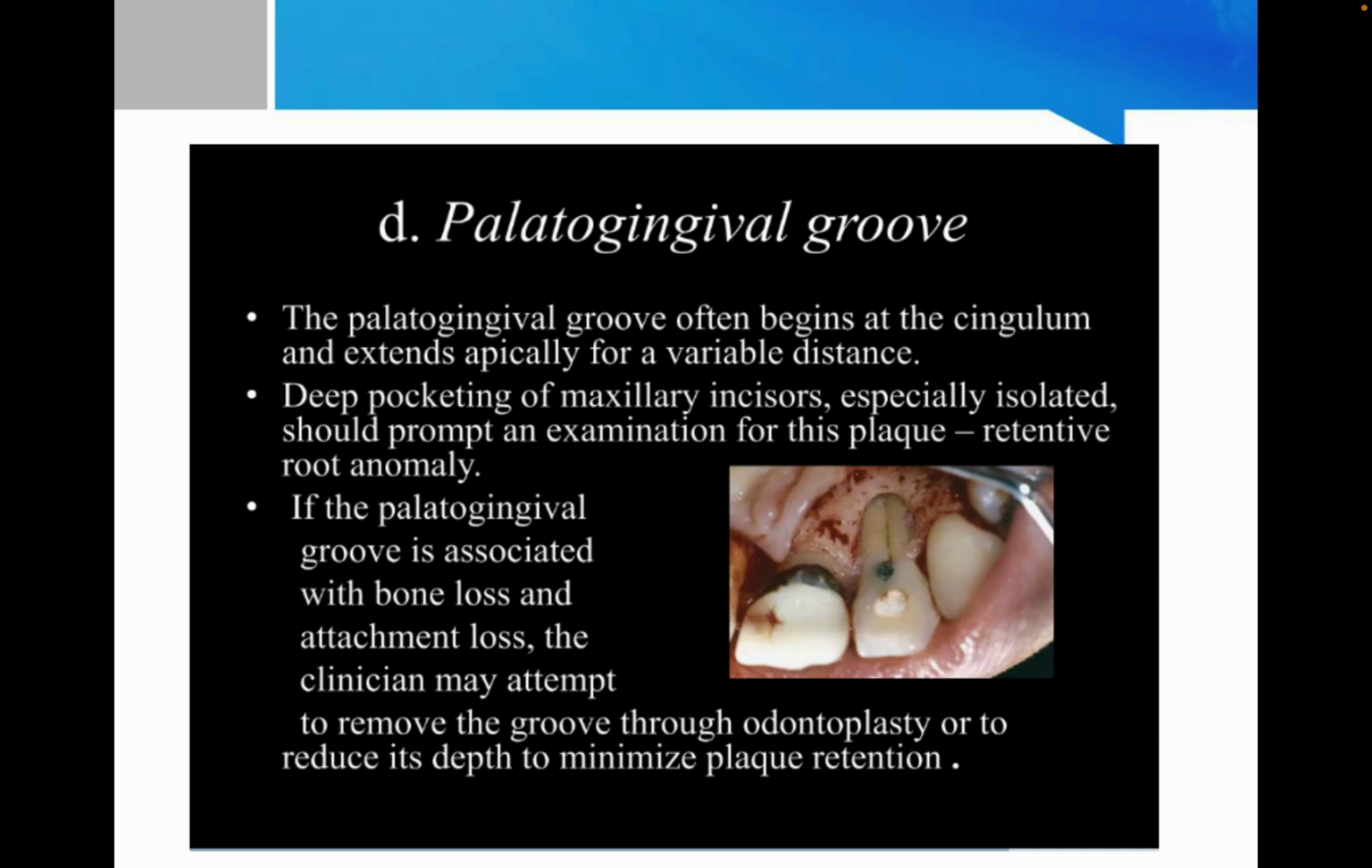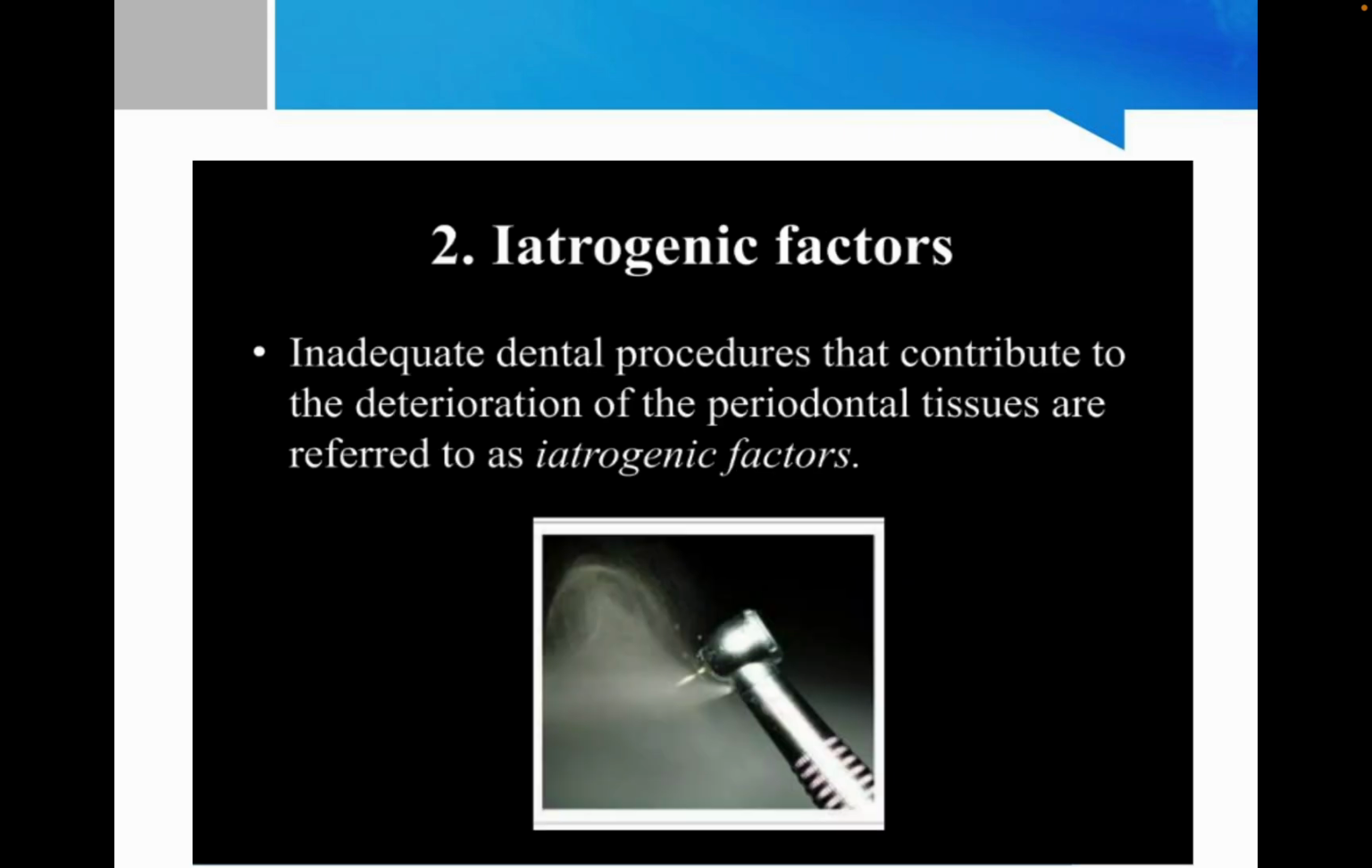It often begins at the cingulum and extends apically for a variable distance. Deep pocketing of maxillary incisors, spatially isolated, should prompt an examination for this plaque retentive root anomaly. If the palato-gingival groove is associated with bone loss and attachment loss, the clinician may attempt to remove the groove through odontoplasty or to reduce its depth to minimize plaque retention.